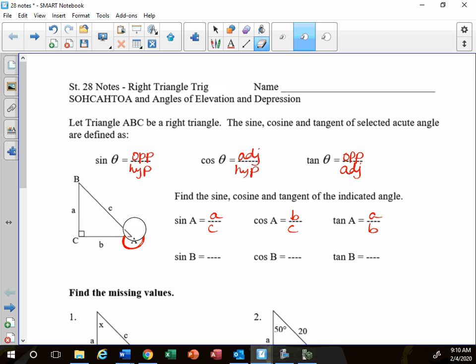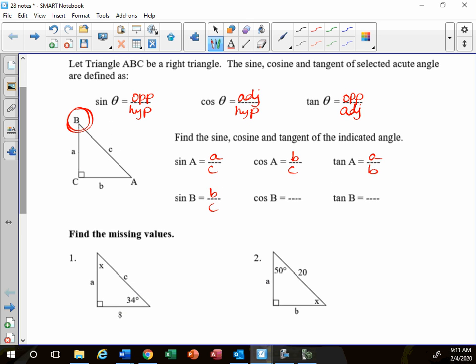What if I switch and now instead of talking about angle A, I talk about angle B? What would you tell me the sine of B is? B over C. All right, what about cosine of B? A over C, and tangent of B? B over A. Okay. Easy, right? We know this stuff. We're going to use that now to find the missing pieces of our triangles down below.